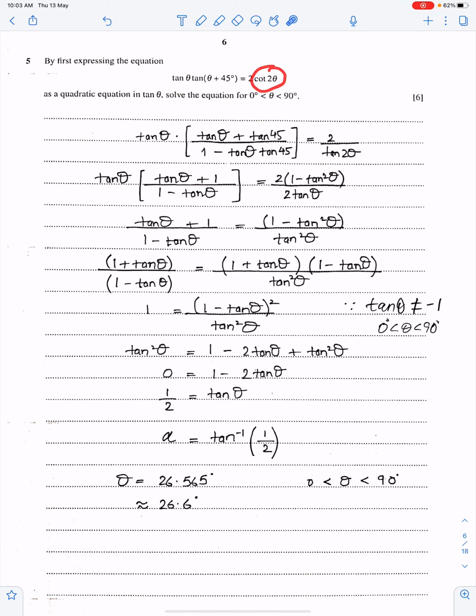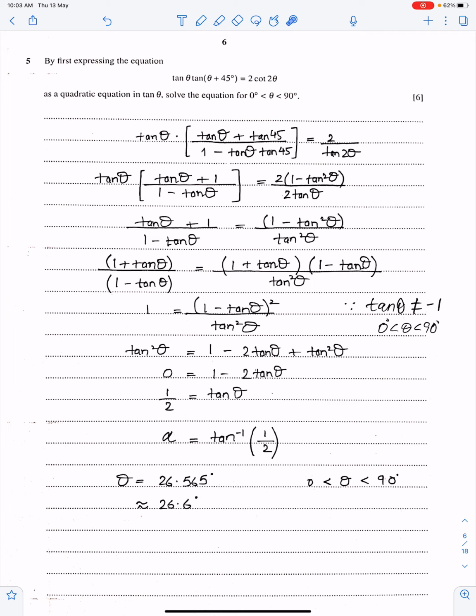And this cot 2 theta will become 1 upon tan 2 theta. And we know the formula of tan 2 theta. It's 2 tan theta upon 1 minus tan square theta. Since this is in the denominator, the formula is this. This is the formula of 1 upon tan 2 theta. Tan 45 is 1, so this is 1, this is also 1. Now we just need to do the cross multiplication.